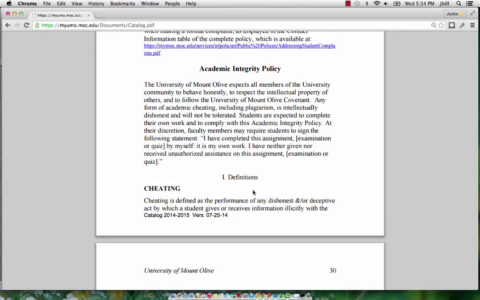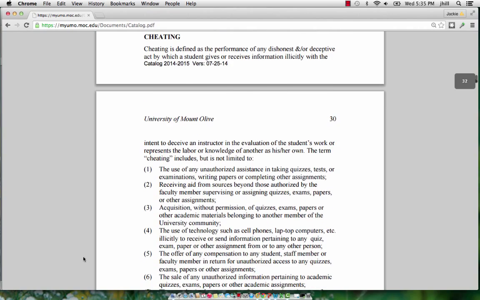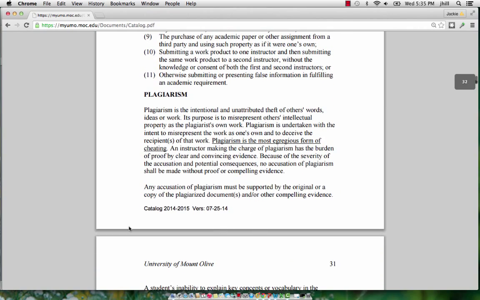The beginning of the policy reads, "The University of Mount Olive expects all members of the university community to behave honestly, to respect the intellectual property of others, and to follow the University of Mount Olive covenant. Any form of academic cheating, including plagiarism, is intellectually dishonest and will not be tolerated." The policy then goes on to define what is considered to be cheating. Then the policy goes on to discuss plagiarism in detail, including the definition, the stealing of another's work, returning us to the idea we discussed at the beginning of the tutorial about kidnapping another's intellectual property.